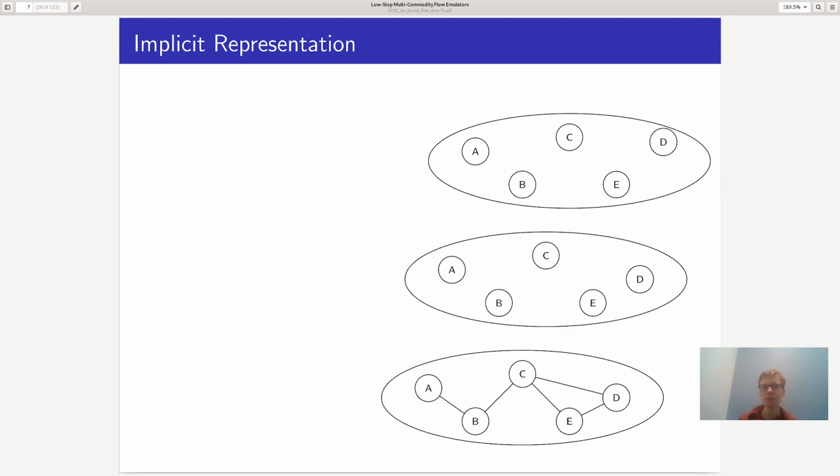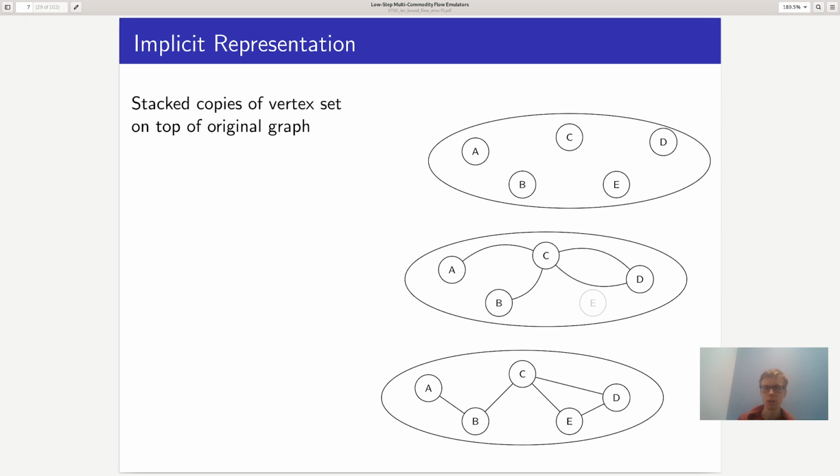In general, the implicit representation consists of the vertices of the original graph stacked in a bunch of layers. Then, at each layer, we have some added edges, and each edge corresponds to some path at the previous layer. An edge at every layer corresponds to a path at the previous layer, but it also implicitly defines a path at the bottom level by just concatenating the implicit paths of the edges that appear on its path at the previous level.